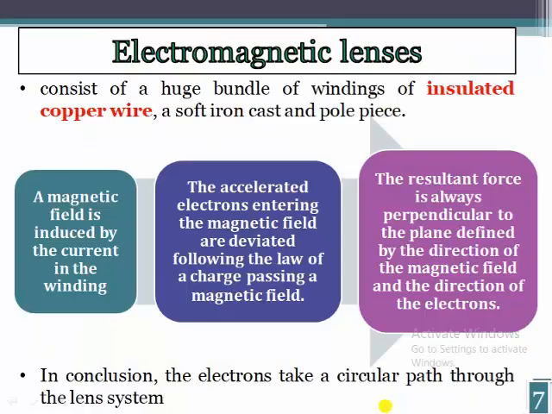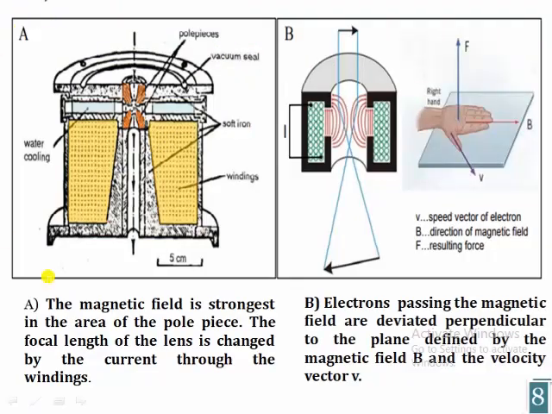Now we will move towards the electromagnetic lenses. First of all, the electromagnetic lens consists of a huge bundle of windings of copper wire, a soft iron cast, and a pole piece. It will be clear from this picture. This is the structure of an electromagnetic lens. Here it has pole pieces. So these are the pole pieces. This is the copper winding, and here you can see this is the soft iron.